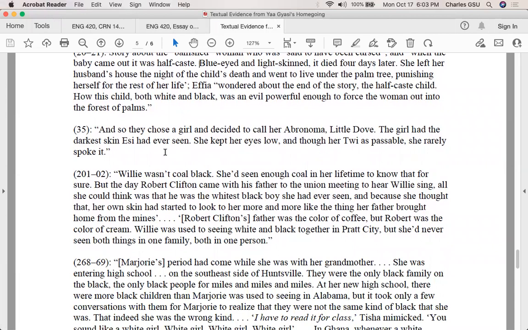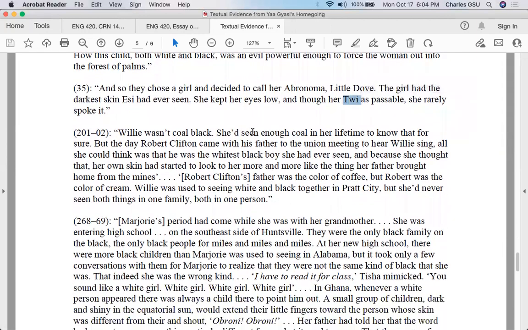So here's a passage talking about darkest skin. And they chose a girl, decided to call her Abronoma, little dove. The girl had the darkest skin Essie had ever seen. This is when they're basically selecting a slave girl, a house girl. She kept her eyes low, and though her Twi was passable, she rarely spoke it. Twi is one of the dialect languages of the Akan people.